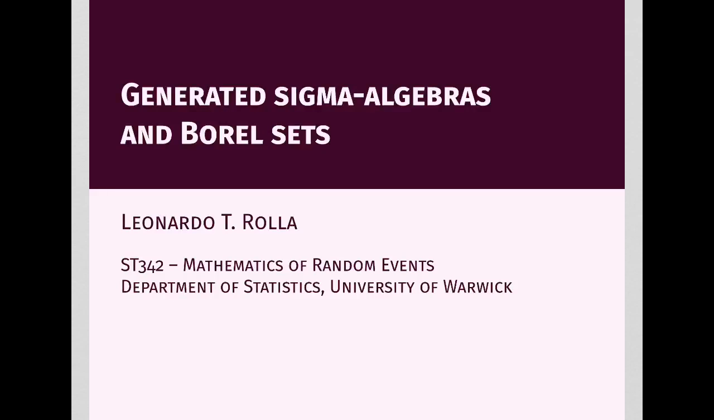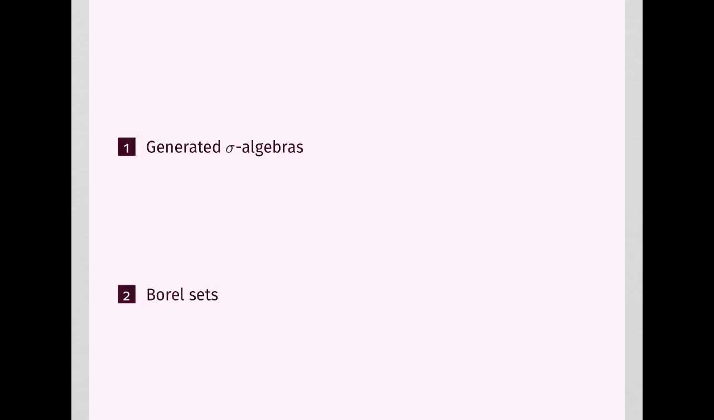This is the second video of the second half of week 1 of this module, ST342, Mathematics of Random Events. We will start defining and discussing properties of the sigma algebra generated by a certain class of sets, and then we discuss the Borel sets, which is a particular case of the sigma algebra generated by a class of sets.